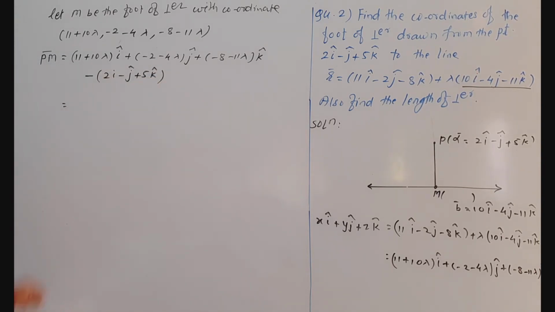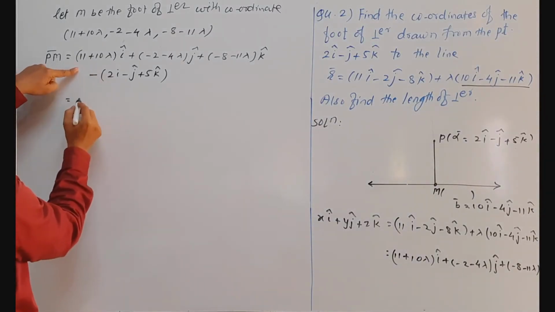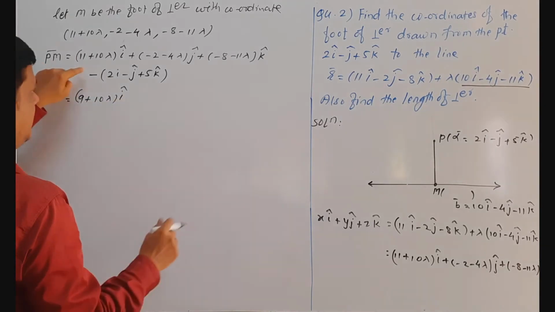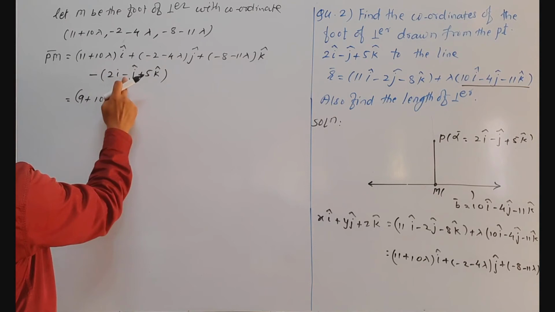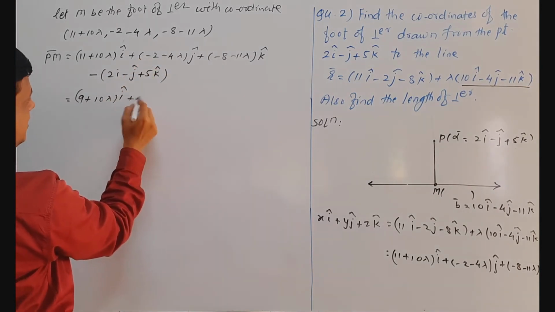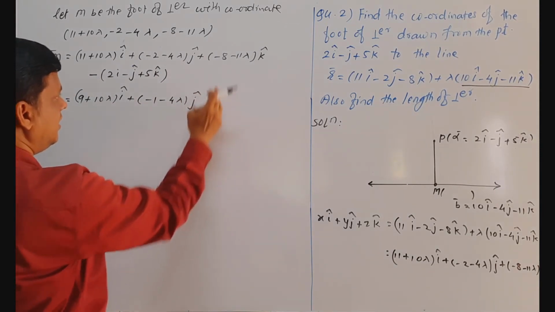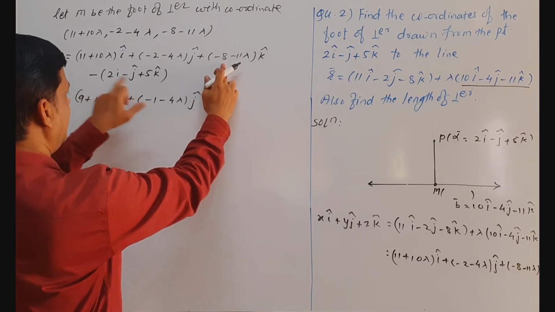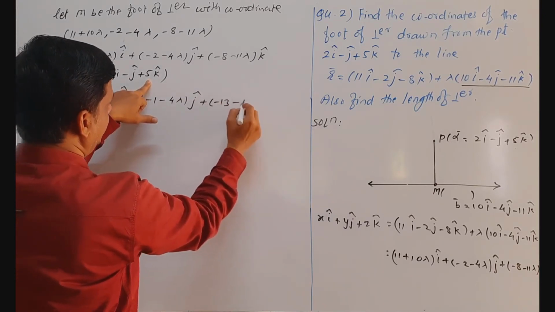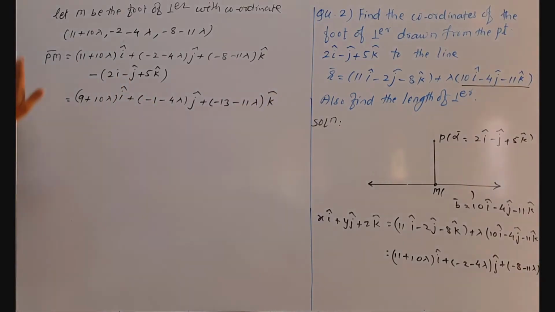Therefore we write here 11 minus 2, that is 9 plus 10 lambda, i; then minus minus plus j, so 2 minus 1, that is 1, so we write (minus 1 minus 4 lambda)j; then minus 8 minus 5, so we get (minus 13 minus 11 lambda)k. So this is vector PM.